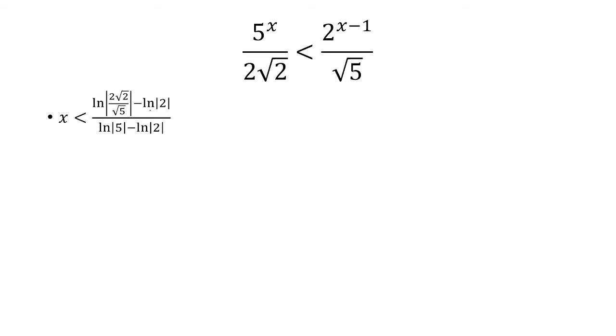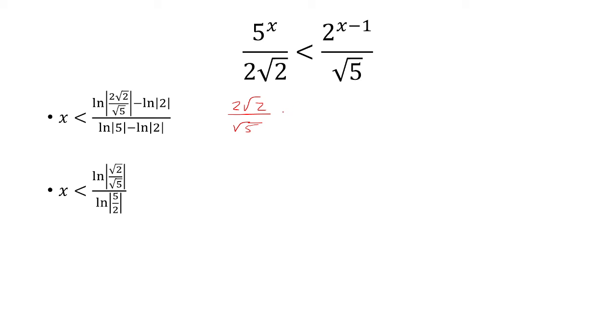So far I've been using absolute values for the logs, but these are all positive, so you don't need to use absolute values. You can use open parentheses. So because we're subtracting logs, we're going to be dividing whatever's inside. So in the denominator, we'll just do 5 divided by 2. And in the numerator, we have 2 root 2 over root 5 divided by 2.